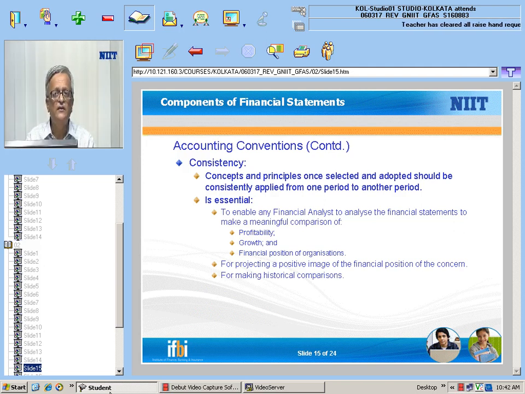Accounting means maintaining the records of business transactions in the books. If I am doing business, I have to keep some records. How much purchase I have made, how much sale I have made, so that at the end of the year, I will be able to find out how much profit I have made, what is my growth.